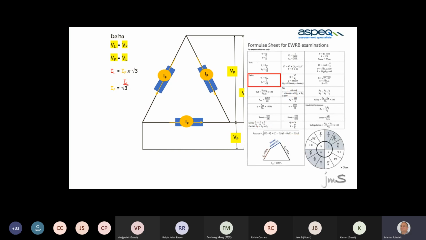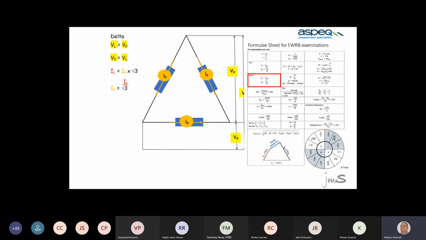On the formula sheet, which is delta. Now in delta, V line equals V phase, or V phase equals V line. But the currents, I phase is I line divided by root 3, and vice versa.